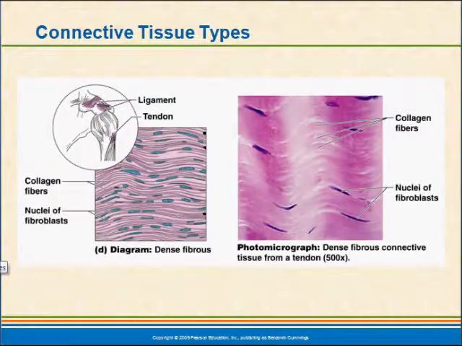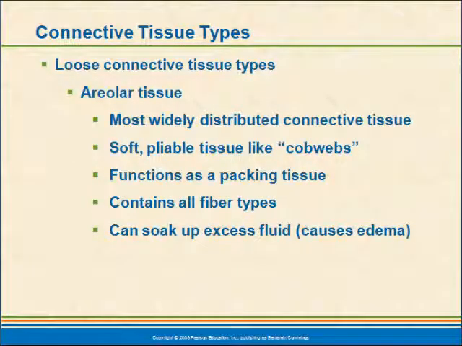One of the prettiest of the connective tissues is areolar tissue, and this is the most widely distributed connective tissue in the body. It is very soft, it is very pliable, it's got a cobweb-like appearance. It is a packing tissue, and whereas dense regular connective tissue is collagen, and elastic cartilage has a lot of elastic fiber, this contains all 3 fiber types, and it's the only tissue that does.